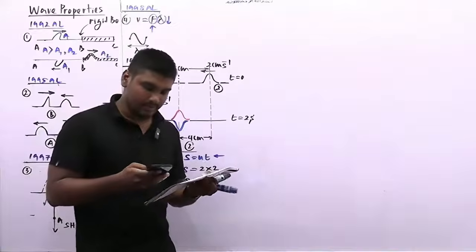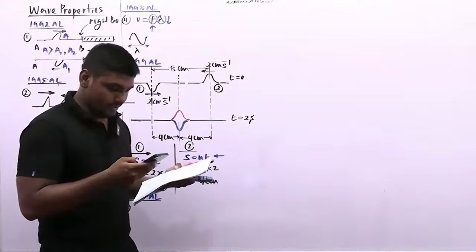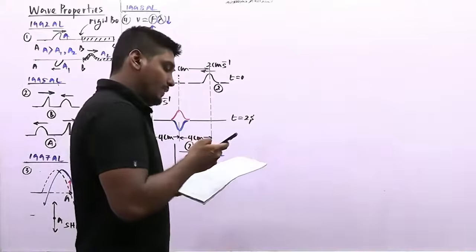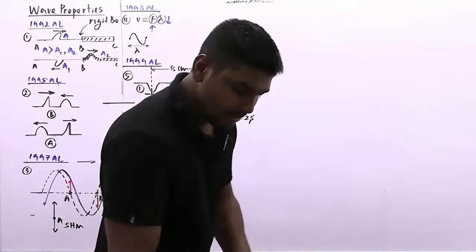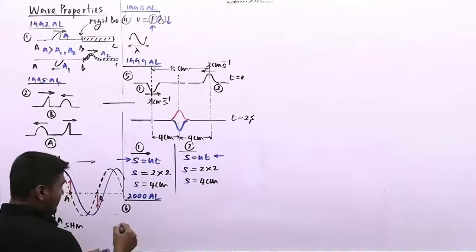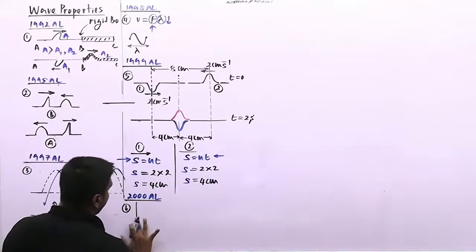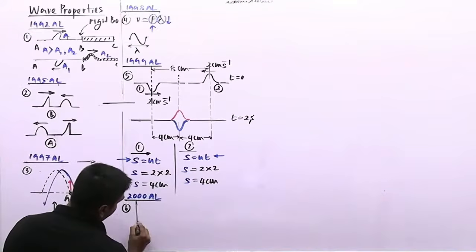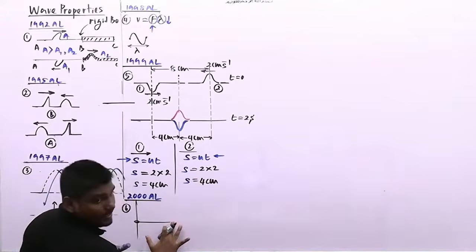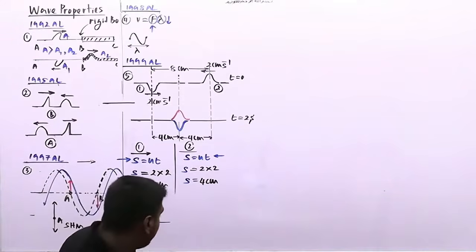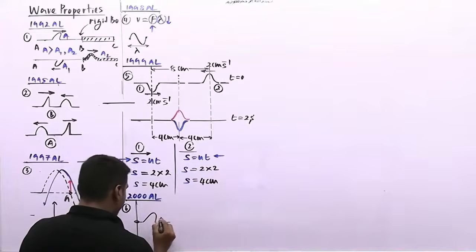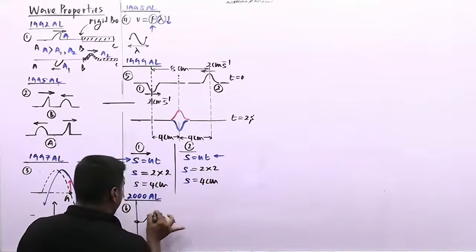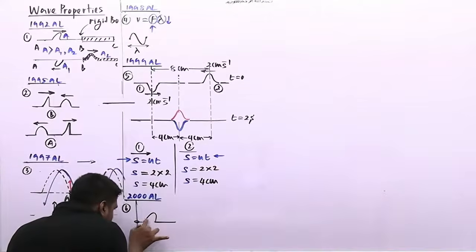Okay, thank you, Maya. Now the given diagram is like this. The given diagram is just before the reflection. The ring is here. If I draw the wave pulse, it's going to be like this, moving towards the left side.